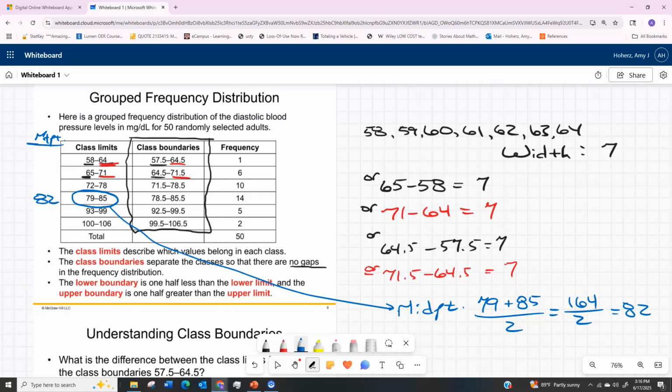And you could do that for any of these classes. Let's do one more. So if we did 93 plus 99, we get 192, and then divide that by 2, you get 96. So the midpoint between 93 and 99 is 96. And another way to find the width of the classes is you can subtract these two also. So 96 minus 82 would also give us 7.